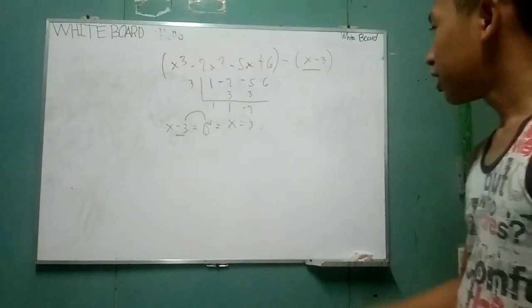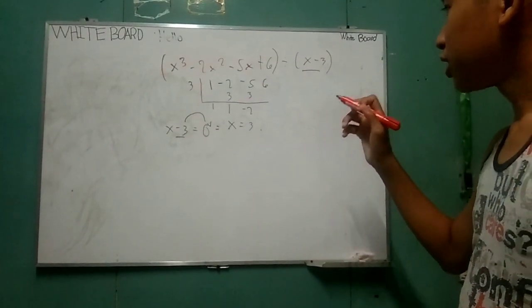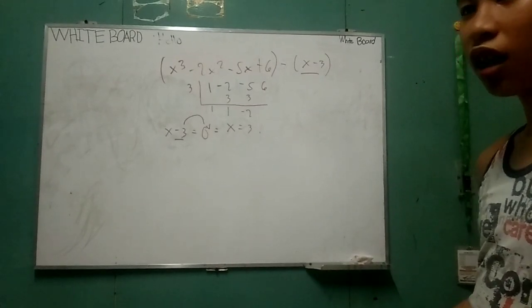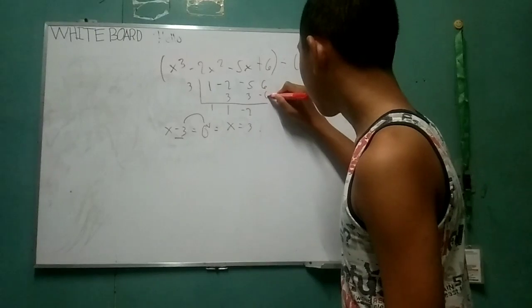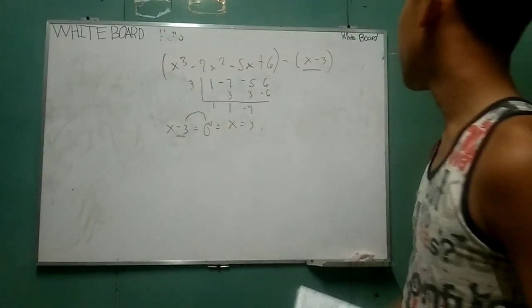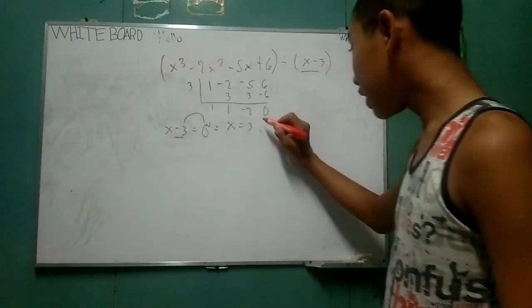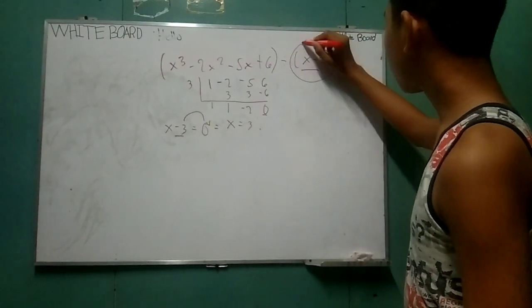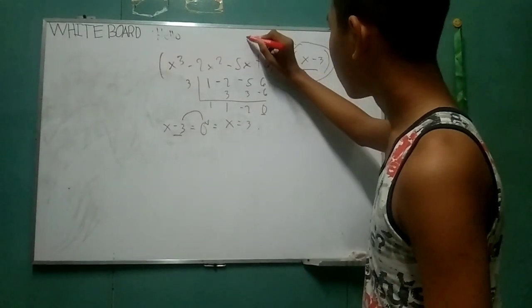Negative 2. Now we multiply it again. 3 times negative 2. And you know how positive and negative correlate with each other. This becomes negative 6. Now, you add both of them, and this becomes 0. Since our remainder is 0, x minus 3 is a factor of this function.